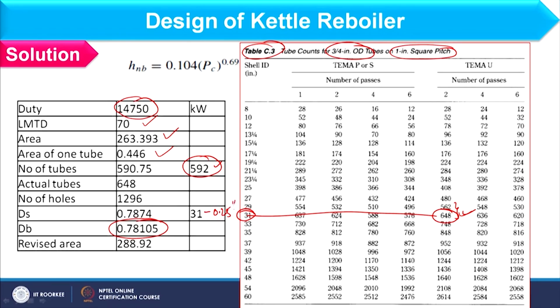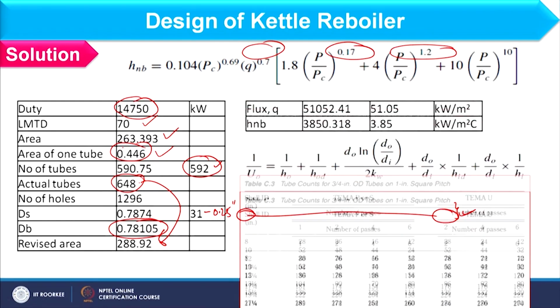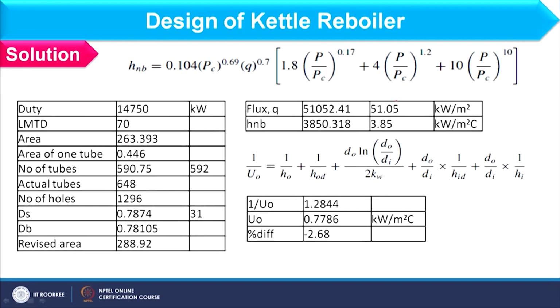0.25 inches, as we have discussed in the previous example. So, in that case, because the number of tubes is changing now, we have to find out the revised area, multiplying this number of tubes with the area of one tube, right. In this way we can find out the revised area, and we can find out the heat flux Q depending upon the revised area, and the heat transfer coefficient we can find out considering this expression, and the value comes as 3.85 kilowatt per meter square degree Celsius.